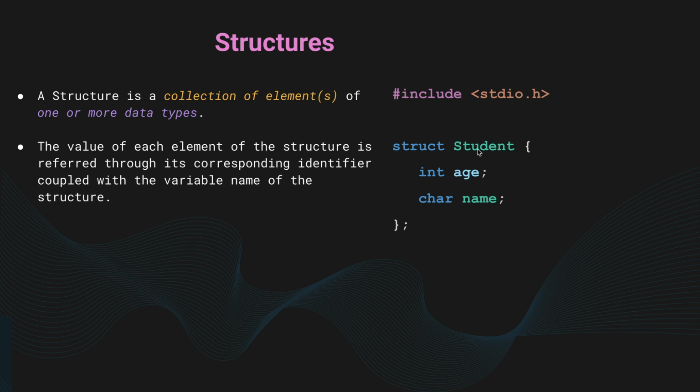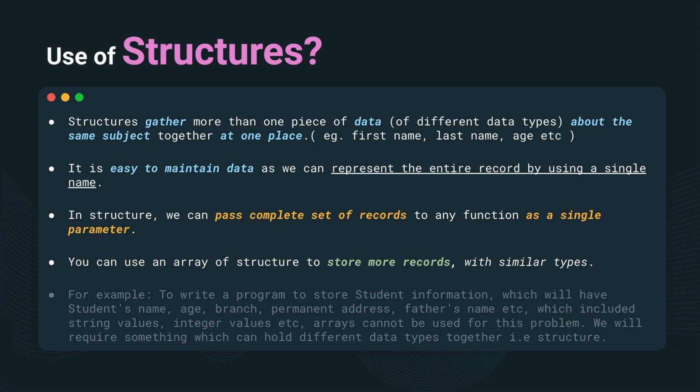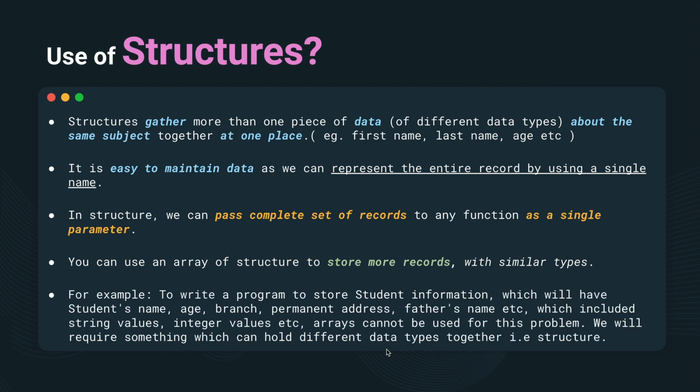And you can access each of these elements using the dot operator. You can say student.age, student.name, etc. You can use an array of structures to store more records with similar types. And I think we've already discussed the information about the example for the students, so we're good. Let's move further.